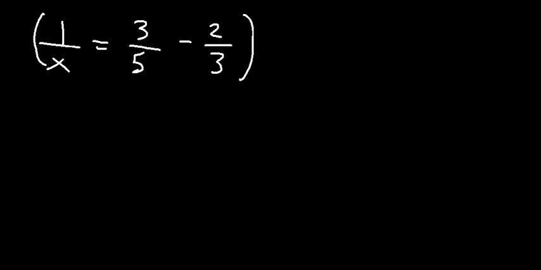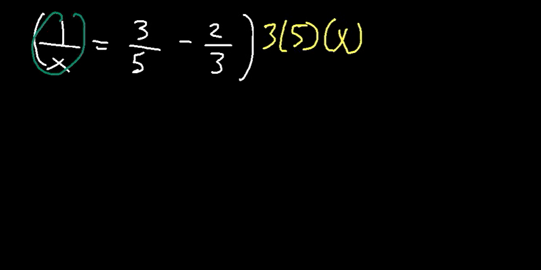So what you want to do is multiply by the least common denominator. You want to get rid of every fraction. To get rid of the 2/3, we need to multiply by 3. To get rid of the 3/5, we've got to multiply by 5. And to get rid of the x, multiply both sides by x. So 1 over x times this, the x cancels. So what we have left over is 1 times 3 times 5, which is 15.